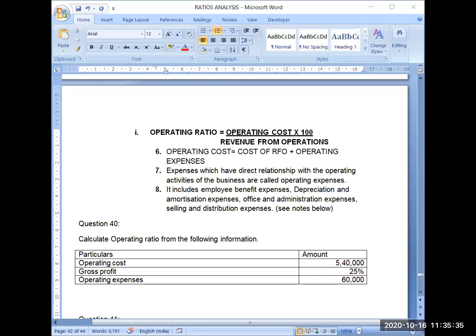Now, what are the components of operating cost? Cost of revenue from operations plus operating expenses. Cost of revenue from operations you have calculated in the previous question also; it is cost of goods sold actually.